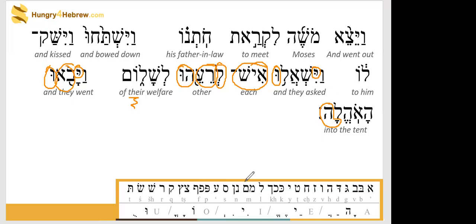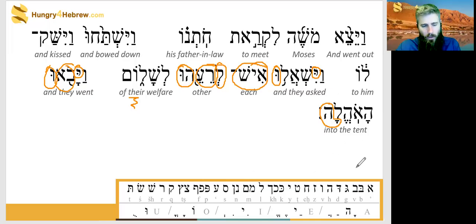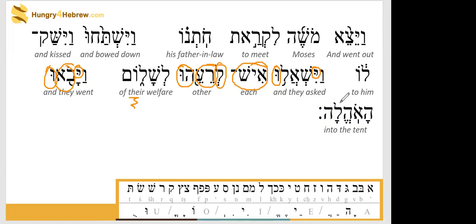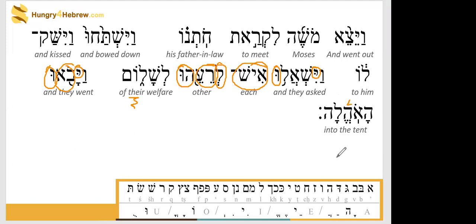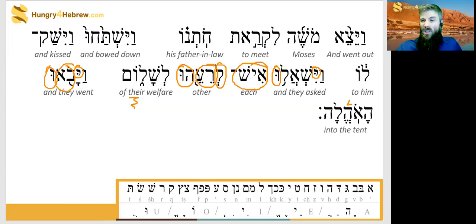I think so. Yes. Absolutely. There's no stress on it. It's definitely a directional hey, right? Why didn't they put the stress here? Ha'ohela. A reduced vowel is not going to have the stress. I get that, but why couldn't it just lengthen?